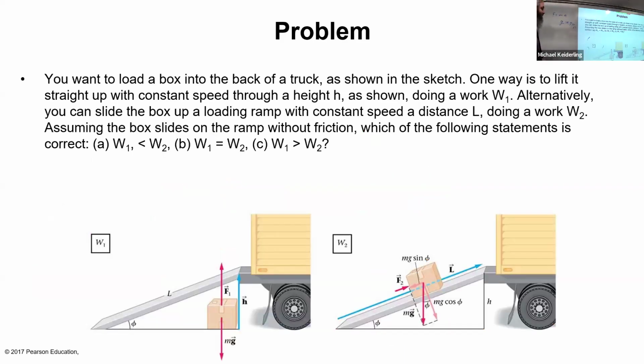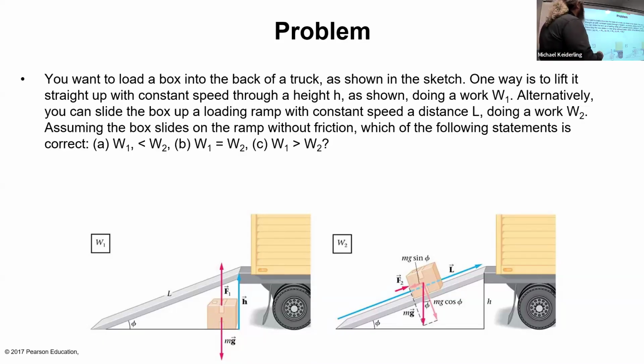So here we can look at two different ways to raise a box up to a height, to a final position. We want to load a box into the back of a truck as shown in the sketch. One way is to lift it directly upwards so that we are applying a force countering mg to lift it up to a height h. That does work W1. The other option is to slide it up the ramp, doing work W2.